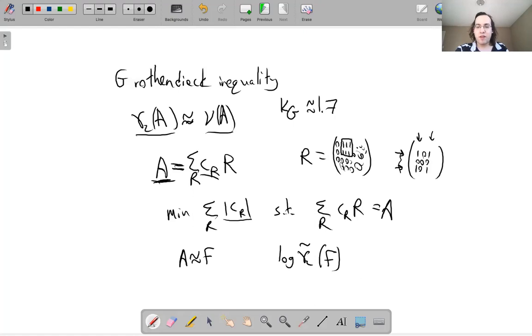Again, the gamma 2 norm has a lot of useful properties, so it often turns out to be feasible to work with it directly. But we can also work with this Grothendieck version, the nuclear norm, instead of working with the gamma 2 norm if we wanted. And of course, this would be an approximate version of it.